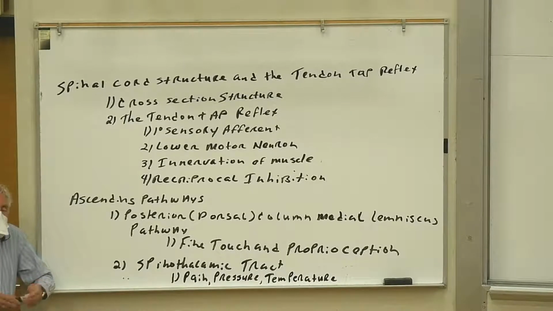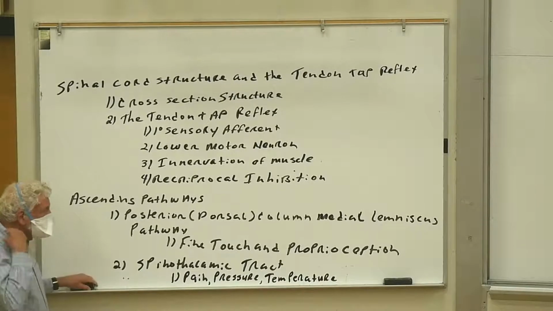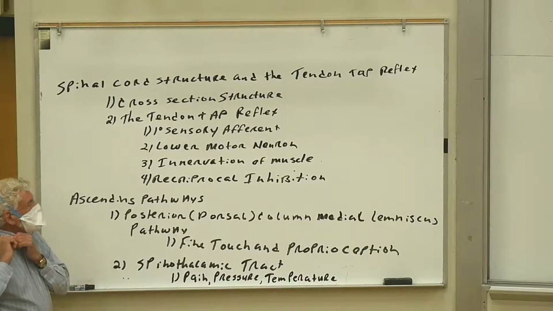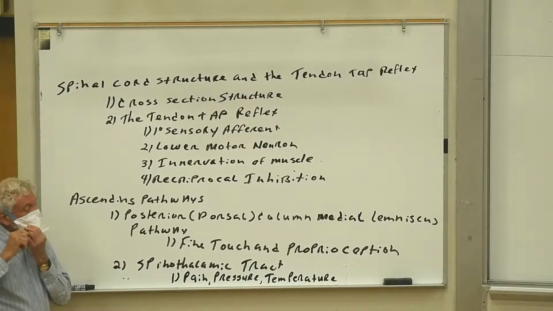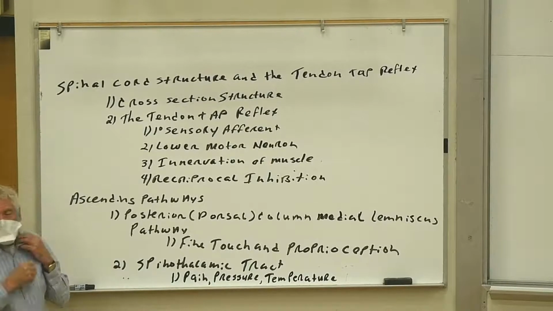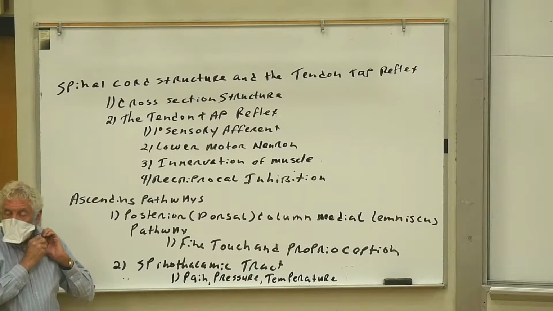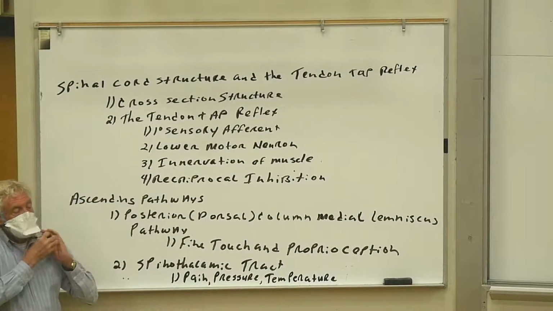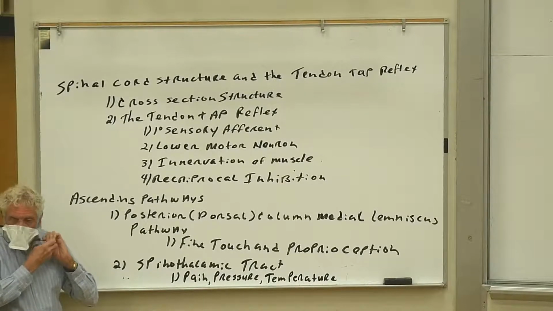Yesterday we'd gotten as far as laying out the cross-sectional structure of the spinal cord and showing the gray matter and the white matter, and the dorsal root ganglia and the ventral horn. That's about as far as we got.